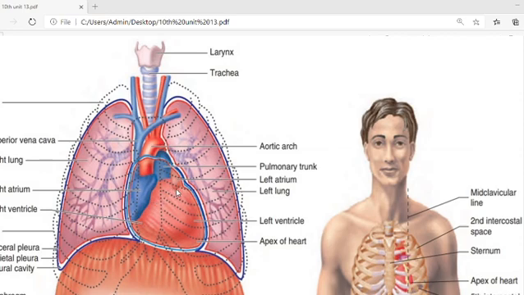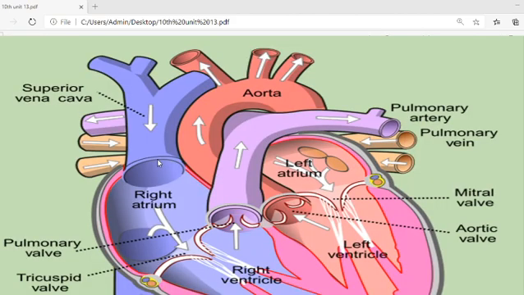The heart is enclosed by a double-walled thin transparent membrane called the pericardium. See another picture, this is the structure of the heart. Pericardium is a double-walled structure. In between the two layers there is a fluid, the pericardial fluid, which protects the heart.